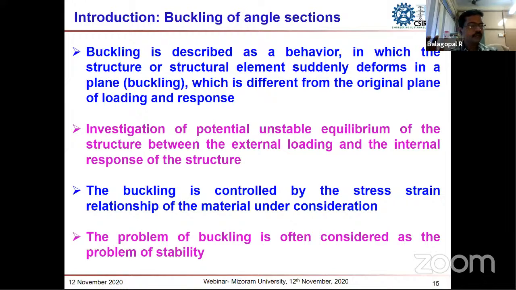For a tower, we are using some angle sections. These angle sections are monosymmetric sections, and in these angle sections the shear center will not coincide with the CG of the angle section. Shear center means that if we apply the load through the shear center of a particular cross section, it will not twist. But in the case of angle sections, the shear center and the center of gravity of the angle section will not coincide. Hence, these angle sections are susceptible to buckling, and this buckling is considered a problem of stability.